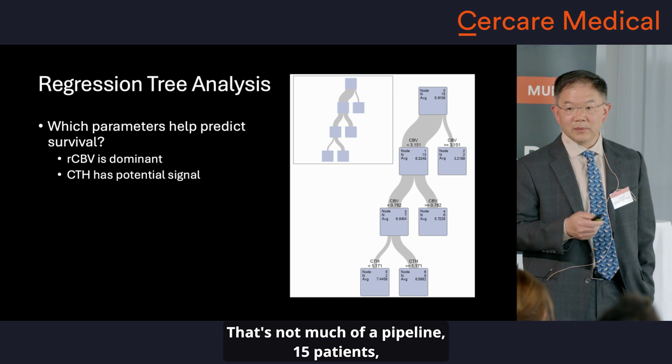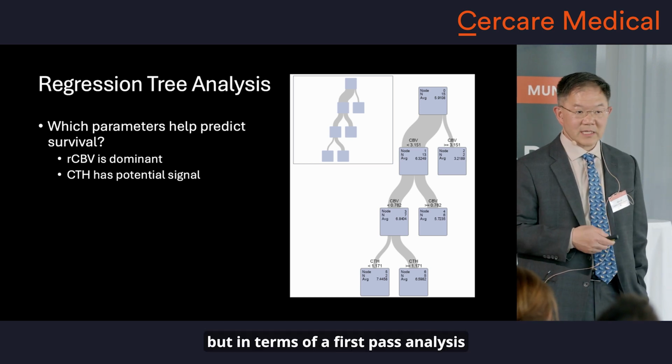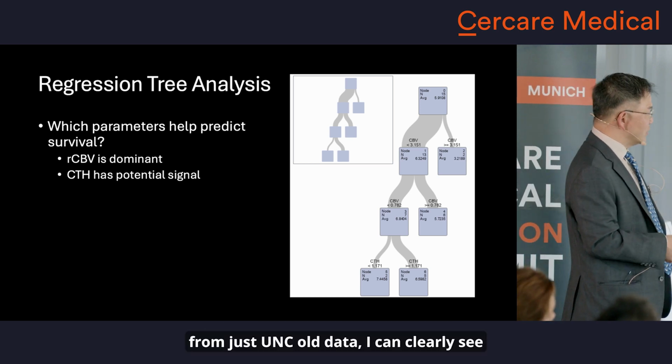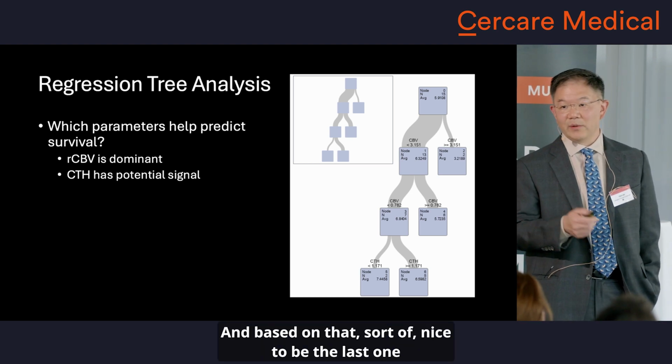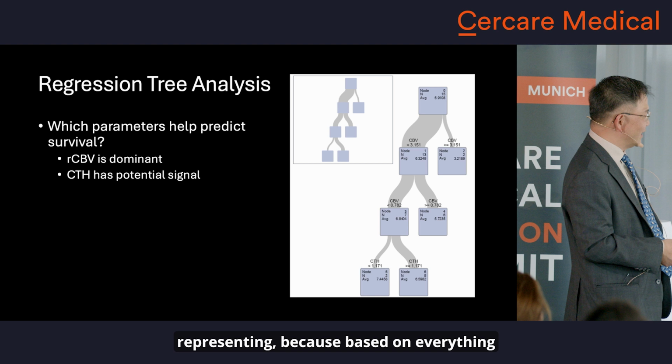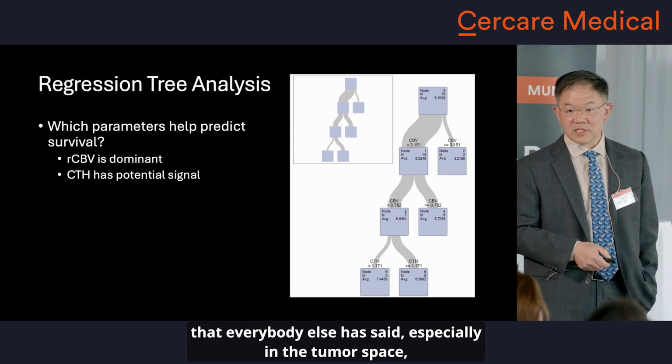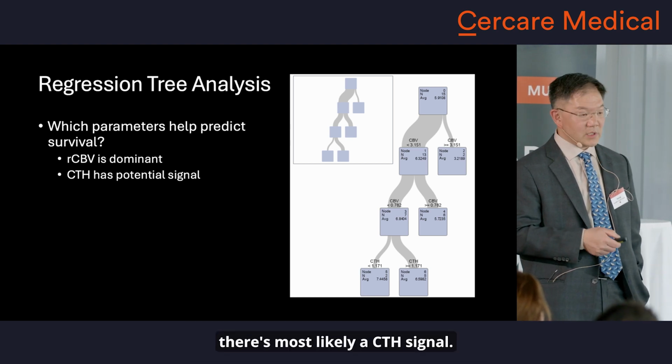That's not much of a pipeline, 15 patients, but in terms of a first pass analysis from just UNC old data, I can clearly see that there's a CTH signal in this. And it's nice to be the last one presenting, because based on everything that everybody else has said, especially in the tumor space, there's most likely a CTH signal.